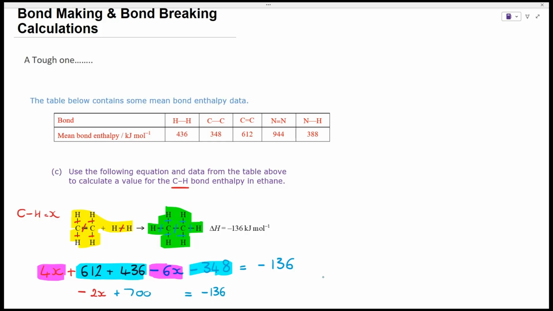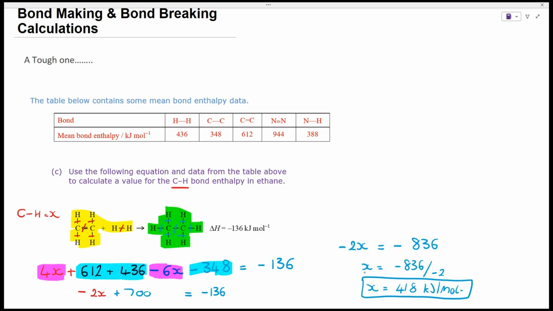So then, essentially, I end up with minus 2x equals minus 836. So x equals minus 836 divided by minus 2. Therefore, x equals 418 kilojoules per mole. And as before, if I get that number, what I can do is substitute back in and see if that works, and I should get the answer of minus 136.